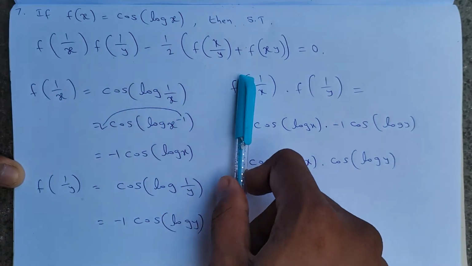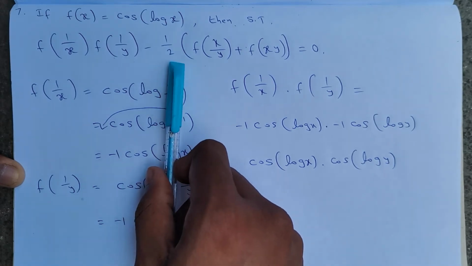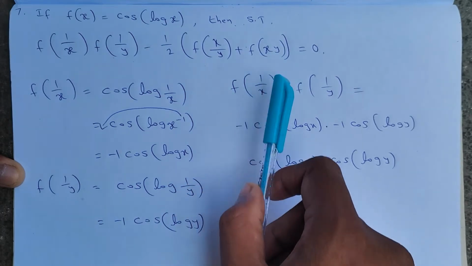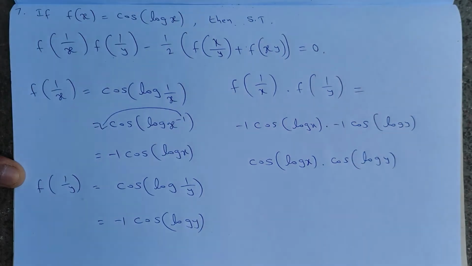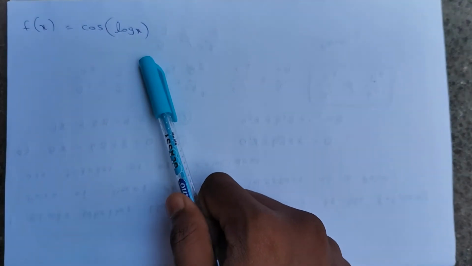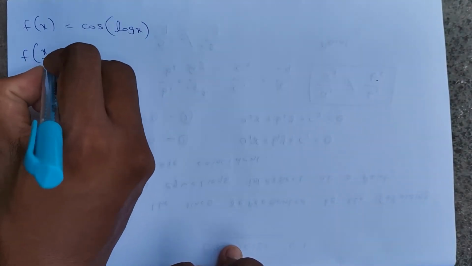Now if you observe the second term, here we have 1 by 2. We don't have any problem with this, so let's keep it like that only. f of x by y plus f of xy. So let us find the value of f of x by y and f of xy. In the question, f of x is given as cos of log x. Now we want f of x by y. In the place of x, we need to substitute x by y.